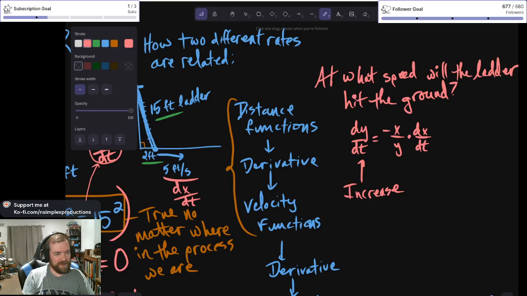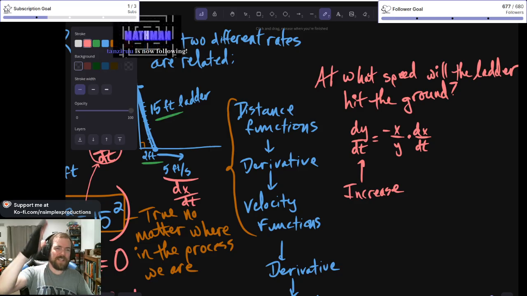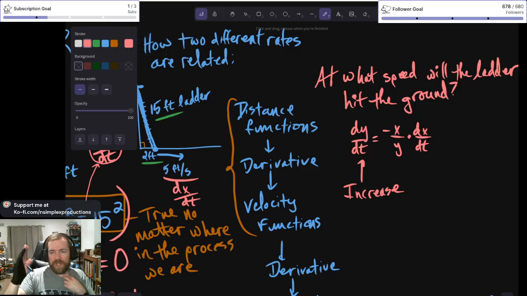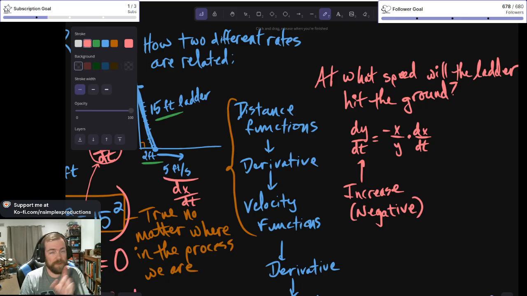The ladder should have been on the ground to begin with. I mean, it's leaning up against the wall. So dy/dt is going to increase in the negative direction. I guess that's decrease. But let me tell you, if you're on the ladder while it's doing this, it's definitely an increase. And your dx/dt is going to decrease.